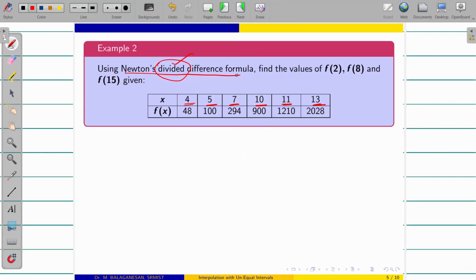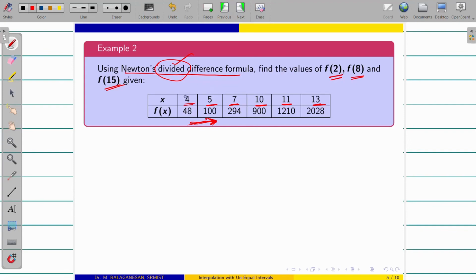Newton's divided difference formula. Find the values of f of 2, f of 8, f of 15. Here also, x are unequally spaced only, but it is in ascending order. If it is in ascending order or descending order, I have one advantage. You can check whether your answer is right or wrong. Easily you can conclude it. Already I explained the concept, even though I will repeat it again.